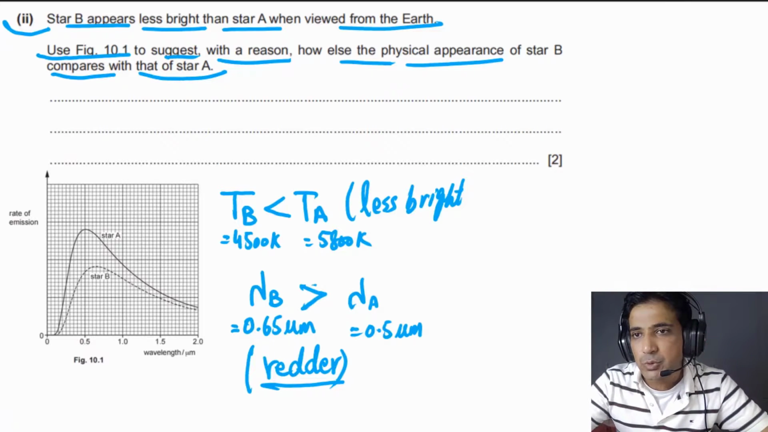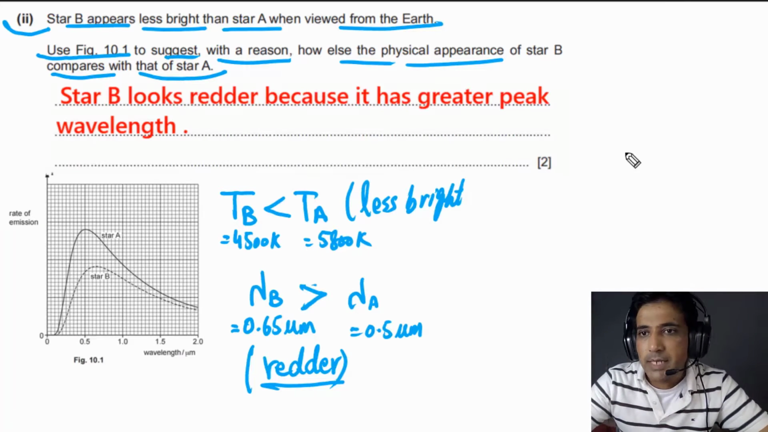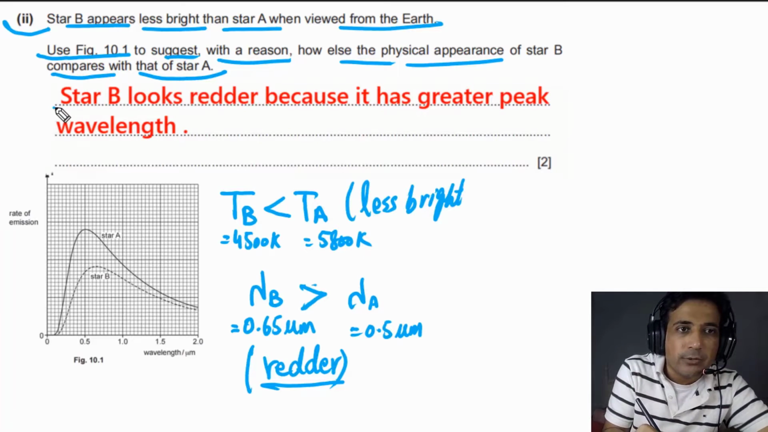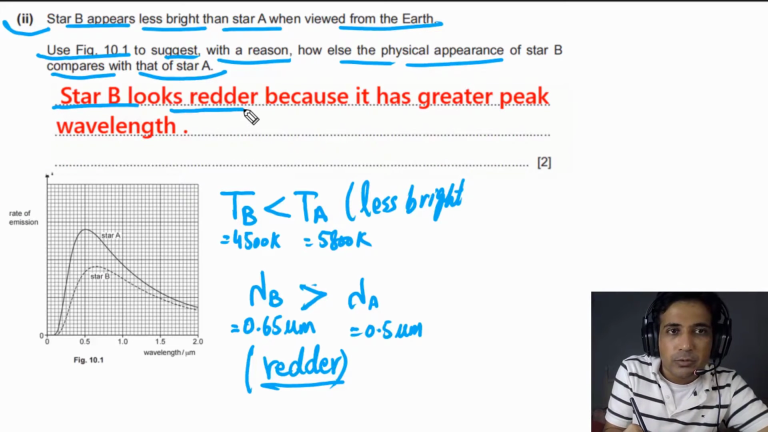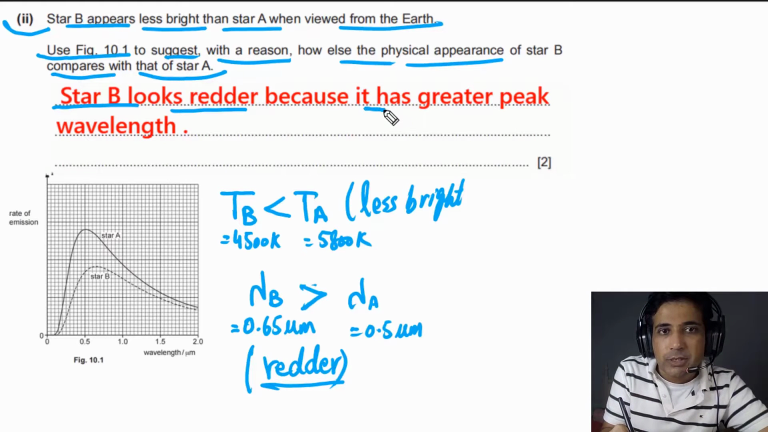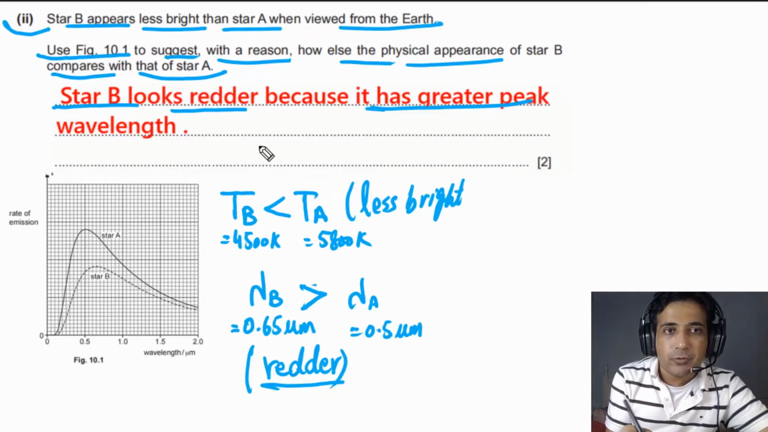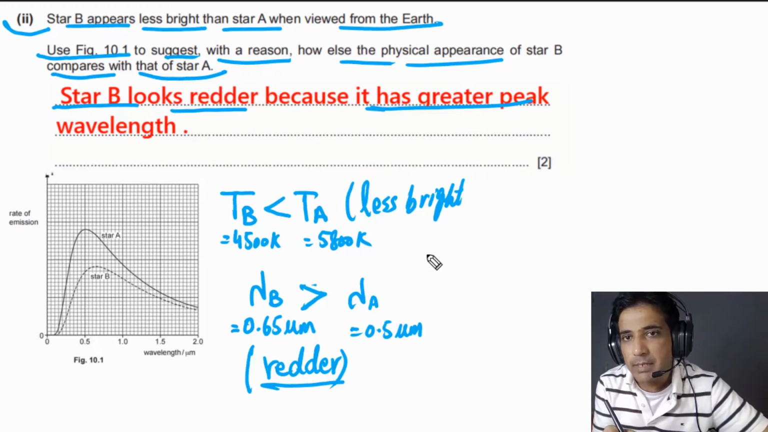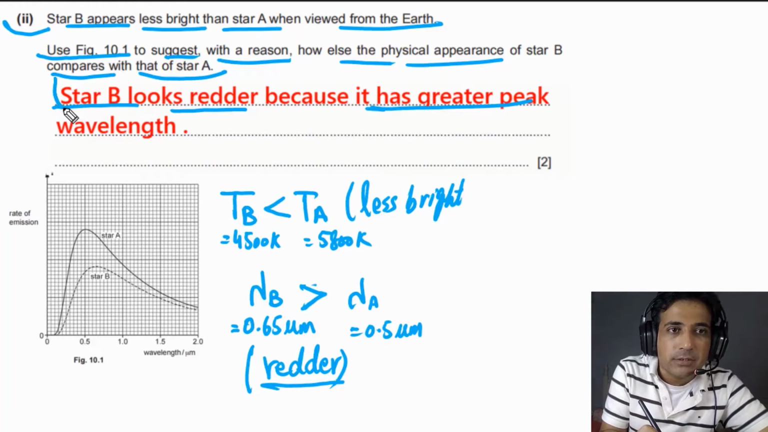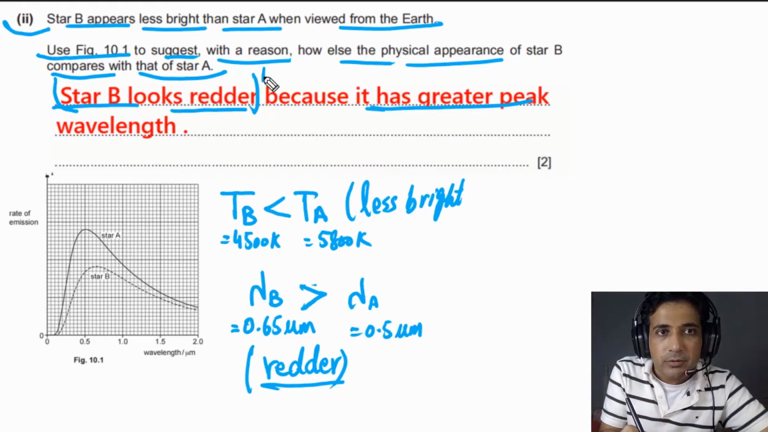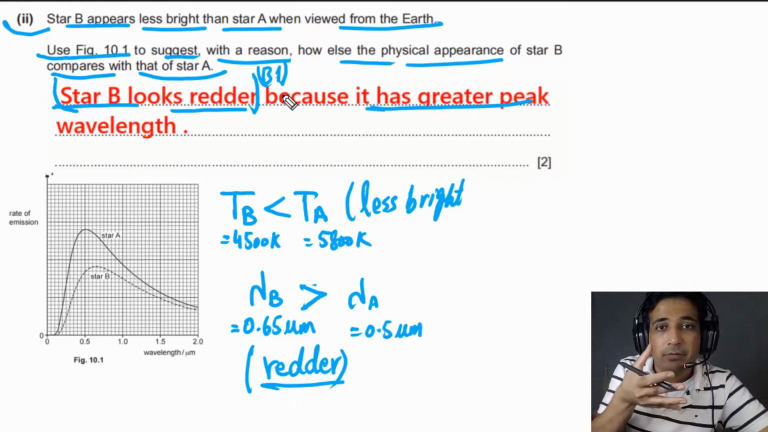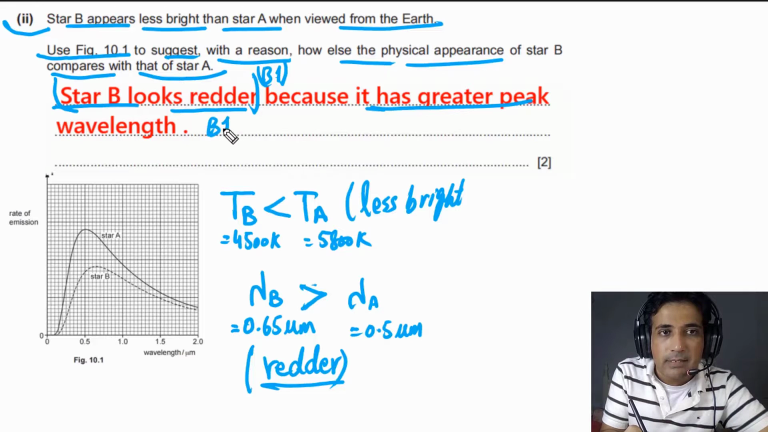So let me show you the answer. For the answer of this question, simply write down first of all that star B looks redder, then you need to explain, suggest with a reason. So you will say because it has greater peak wavelength, greater than the peak wavelength of star A. If you write this, you will get 2 marks. You get 1 mark if you have written star B looks redder, and the second mark you will get if you have explained why it appears redder.